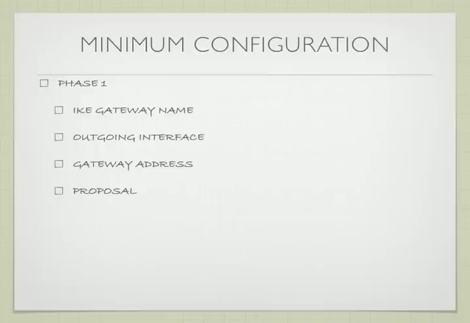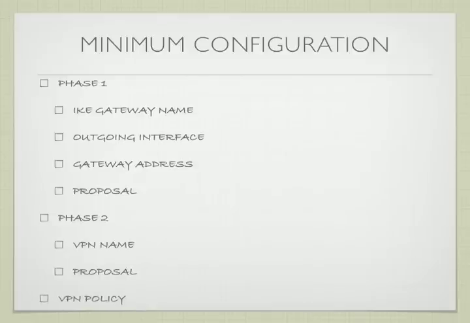Some of these proposals are available to you as pre-configured objects that you can select, and if none of the pre-configured objects has exactly the same values you need, then you can create your own proposals. For the phase 2, you're going to create a name for that object, and you're going to need a proposal for this as well. And again, there are pre-configured proposals available, or you can create the exact set of proposals that you want to have between the two peers you're connecting.